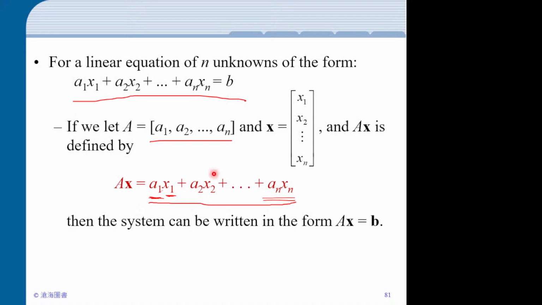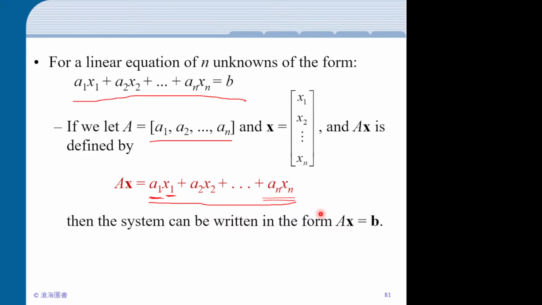Let's abstract this a little more. You have one linear equation: a1x1 + a2x2 + ... + anxn = b. You can write your matrix as the row vector a1 to an, and your x as the unknowns x1 to xn. When you do matrix multiplication, you pair a1 with x1, a2 with x2, and so on, and an with xn, and you get this expression. Although there are lots of unknowns, you can view this as a number, and you want this number to equal b. So Ax = b.